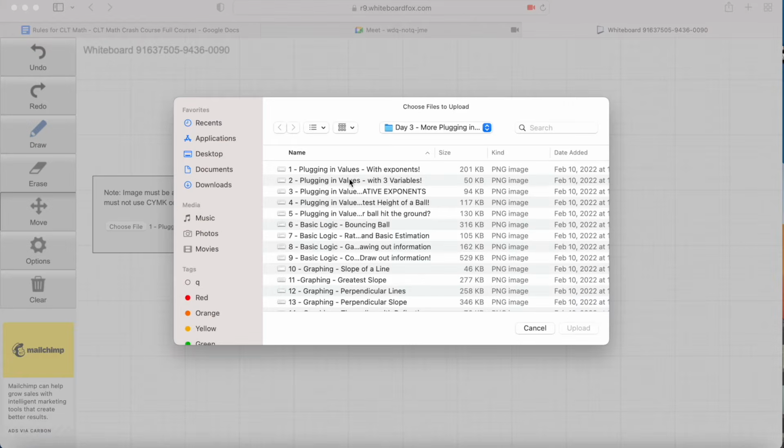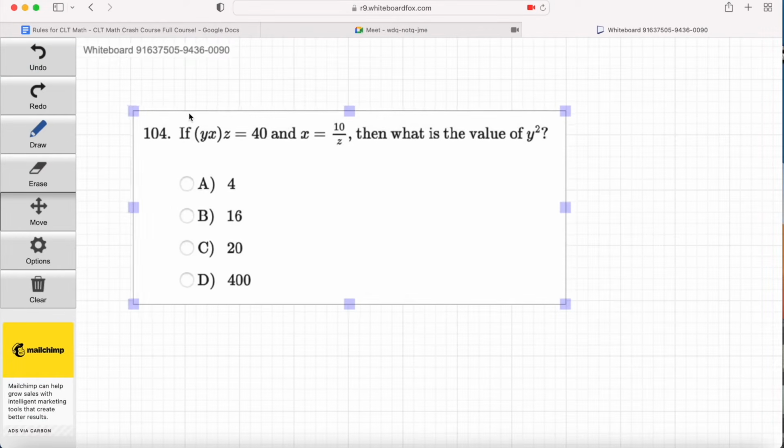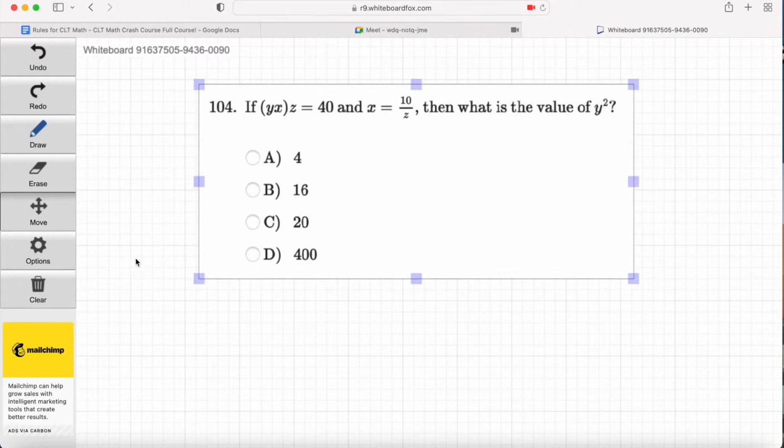Again, this is also from the new homework questions after the day 2 session. So these should be familiar if you tried these. Go ahead and read question 104 for us, please. If x times y times z equals 40 and x equals 10 over z, then what is the value of y squared? Okay. What are we solving for here, Karis? The value of y squared. Yeah, what's the value of y squared? Okay.